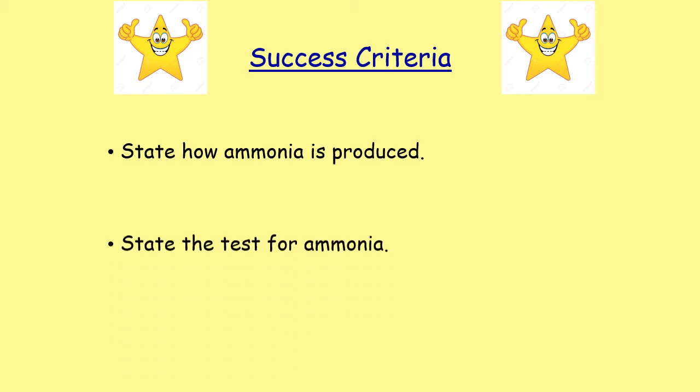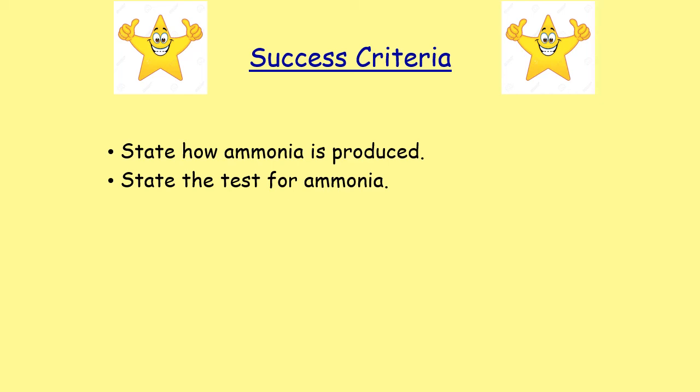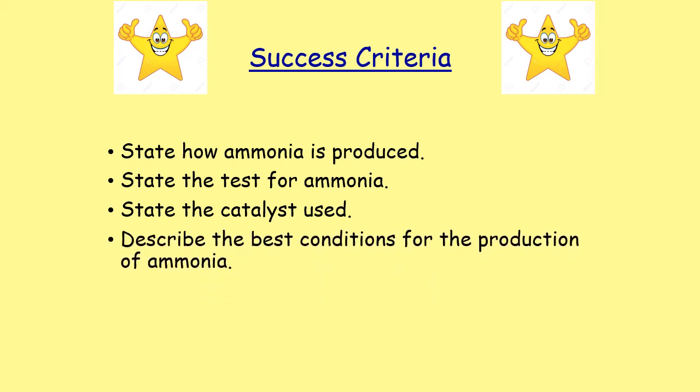So, going over our success criteria for today, you should be able to state how ammonia is produced. The name of that is the Haber process. You should know the test for ammonia. Ammonia gas will turn damp pH paper blue. And you should know the catalyst used for making ammonia. That catalyst is iron. And the best conditions for the production of ammonia are 300 to 500 degrees centigrade and 150 to 300 atmospheres of pressure. And of course, you have to say that you use an iron catalyst.